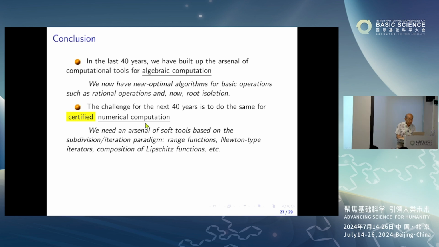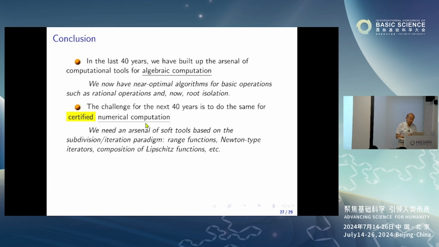In conclusion, in the last 40 years, we have built up an arsenal of computational tools for algebraic computation. Basically, we now know near optimal operations for multiplication, division, GCD, now root isolation. And from now on, you can use that to build other algorithms, right? Because they are basically solved. Library, call from the library. You don't do any research on that anymore. It took us about 40 years, at least for the root isolation, to come to this point.